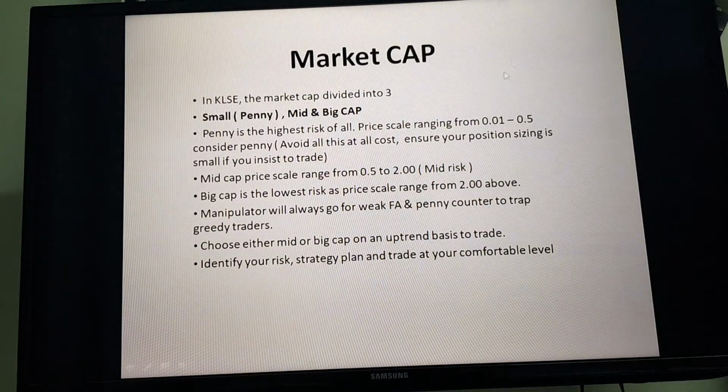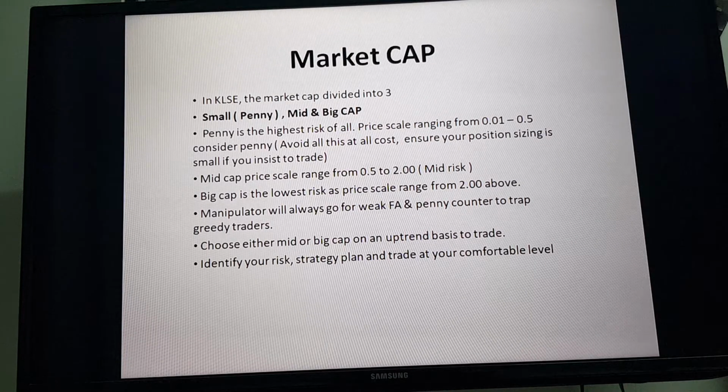Okay guys, market cap. You need to know there are three caps. In KLSE, the market cap is divided into three. The most favorable, the most attractive that we can call is penny stock, which is small, and we have mid and big cap. As I mentioned, the favorable, attractive one, penny, is the high.